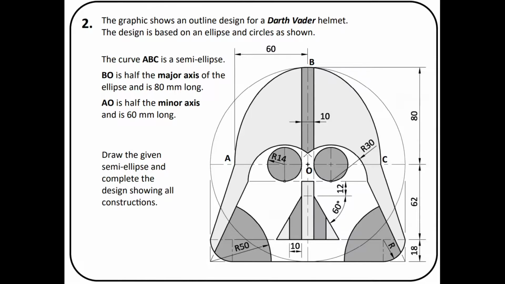BO is half the major axis of the ellipse and is 80 millimeters long. So we can find BO, that's from the very top point down to the center. AO is half the minor axis and is 60 millimeters long, so that's from the left hand side to the center. Draw the given semi-ellipse and complete the design showing all constructions.